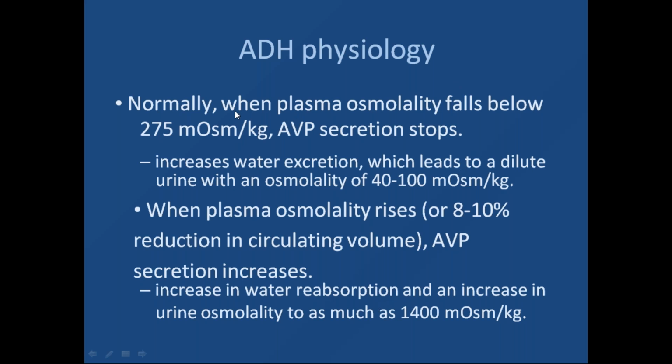Normally when plasma osmolality falls below 275 milliosmolar per kg, AVP secretion stops. So this causes increased water excretion, which leads to dilute urine with an osmolality of 40 to 100. But when the osmolality rises, AVP secretion increases. Okay, so this increases water reabsorption and urine osmolality can rise up to 1400.